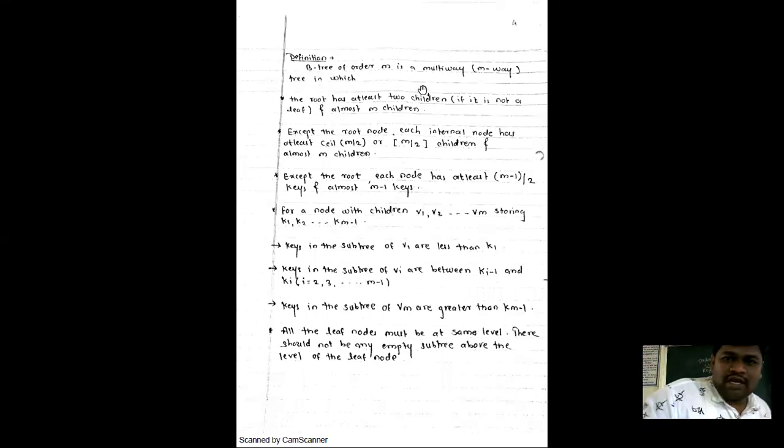A B tree of order M is a multi-way M-way tree in which we use the M order, and the root has at least 2 children if it is not a leaf, and at most M children. Now, except the root node, each internal node has at least ceil of M divided by 2 children. So ceil and floor, what is meant by ceil and floor? Sometimes we use floor functions and sometimes we use ceil. So what does it mean?